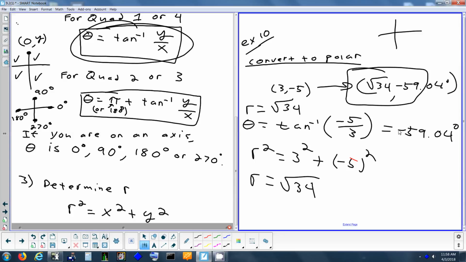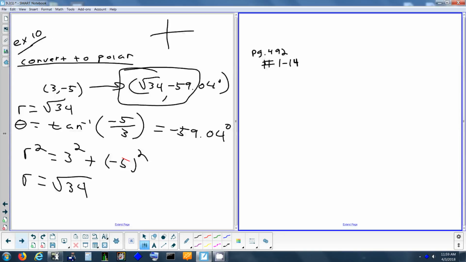Okay, so we go over the homework. If we need to practice a couple more converting between polar and rectangular, we can. You'll probably see at least 2 or 3 problems each on the test of this stuff. 2 or 3 convert to polar, 2 or 3 convert to rectangular. Okay, so the homework tonight, it's on 492, 1 through 14.